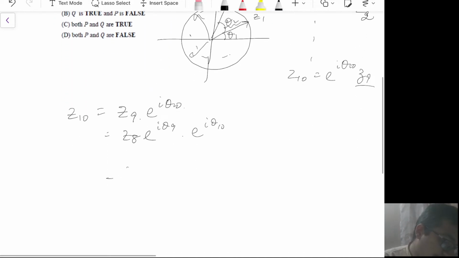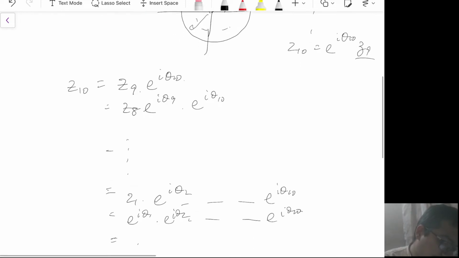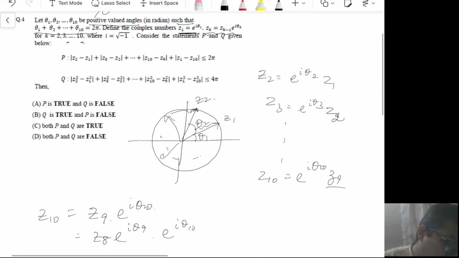If I continue, I'll see that z10 is going to be z1 times e to the power iota theta 2 up to e to the power iota theta 10, which equals e to the power iota theta 1 times e to the power iota theta 2 up to e to the power iota theta 10, which is nothing but e to the power iota times the sum over j of theta j. We are given that this sum also equals 2 pi, so this is going to be 1. So z10 is going to lie at 1.